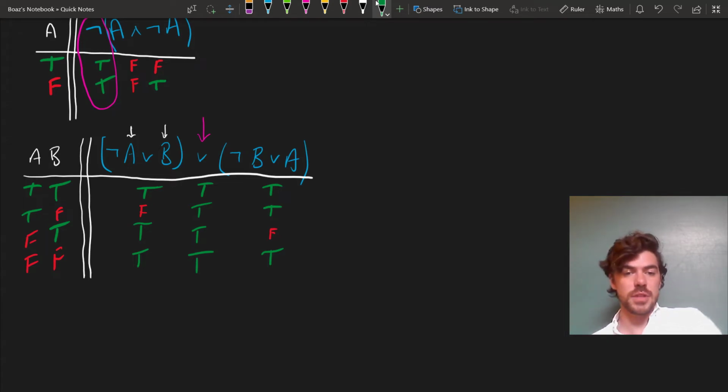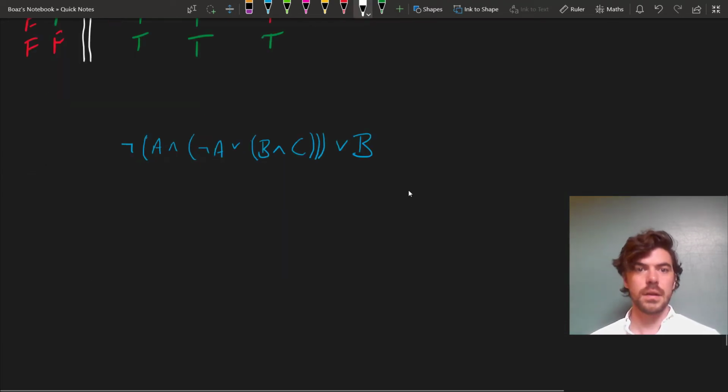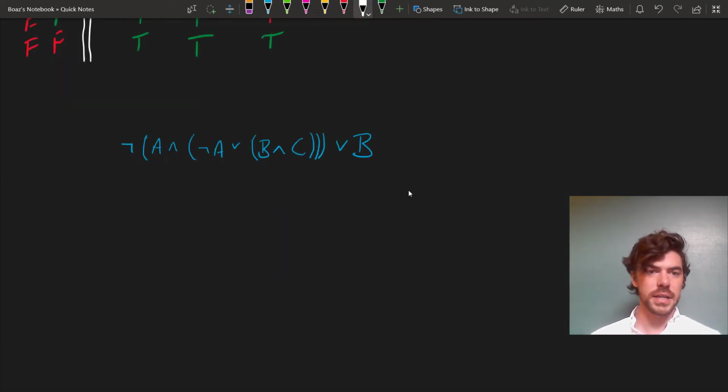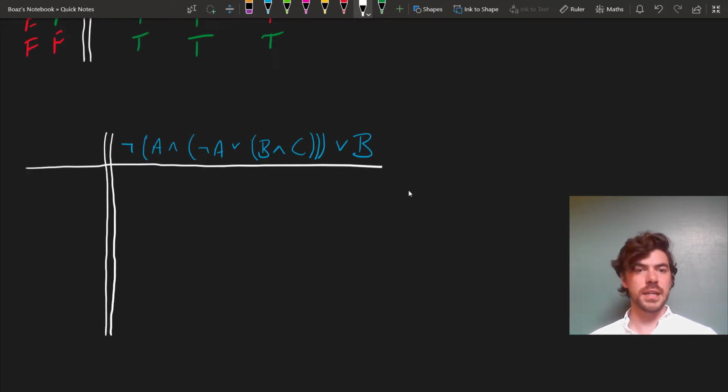Let's consider one more that's more complicated than these two. I don't know about you, but I can't tell by looking at this whether or not it's a tautology. So we'll put it in a truth table. Now we have three letters here to deal with: A, B, and C. In general, the number of rows that we'll need is 2 to the power of n, where n equals the number of letters. So 2 to the power of 3, in this case, equals 8. So we'll write these all out.